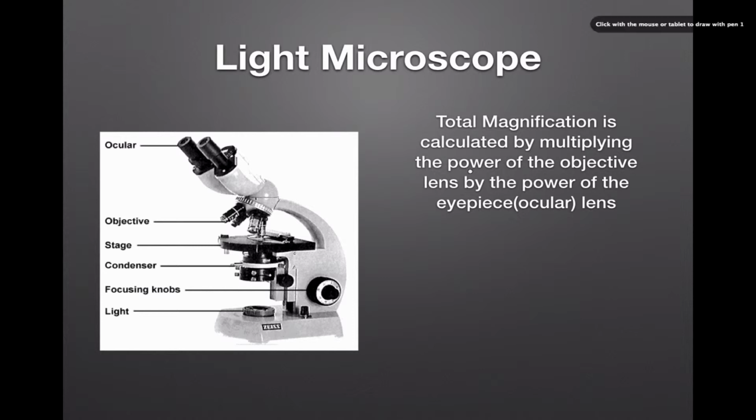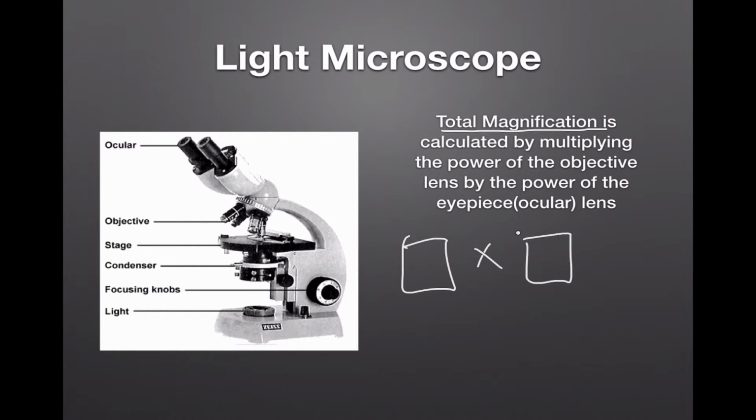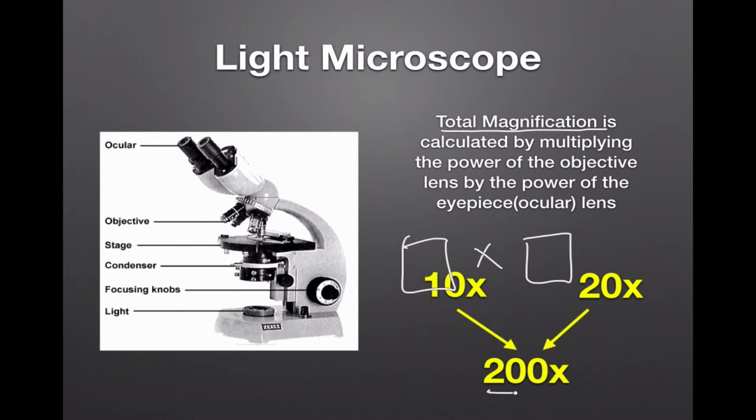And you need to know how to calculate total magnification. Total magnification is a multiplication. You're going to be multiplying two numbers together to get your answer. Now, let's say the eyepiece is 10x power and the objective is 20x power. We multiply those two numbers together and get 200x. So that is our total magnification. It is not 30x. Don't add, we multiply.